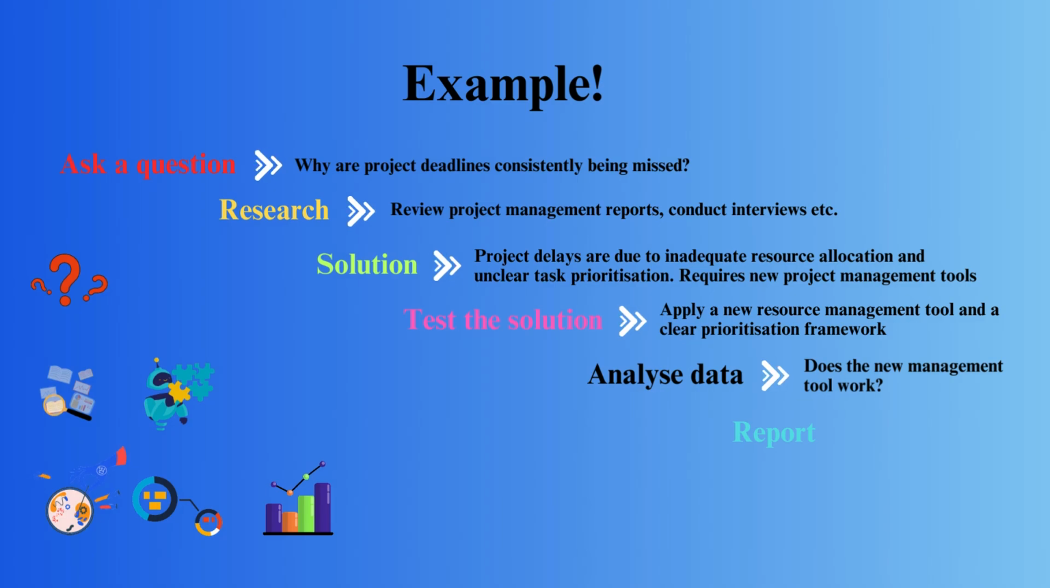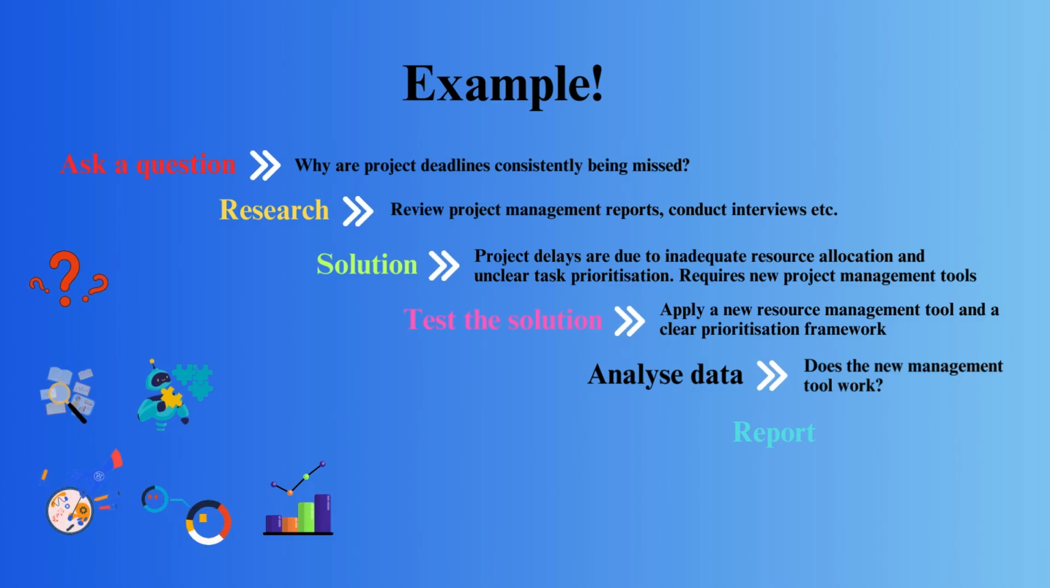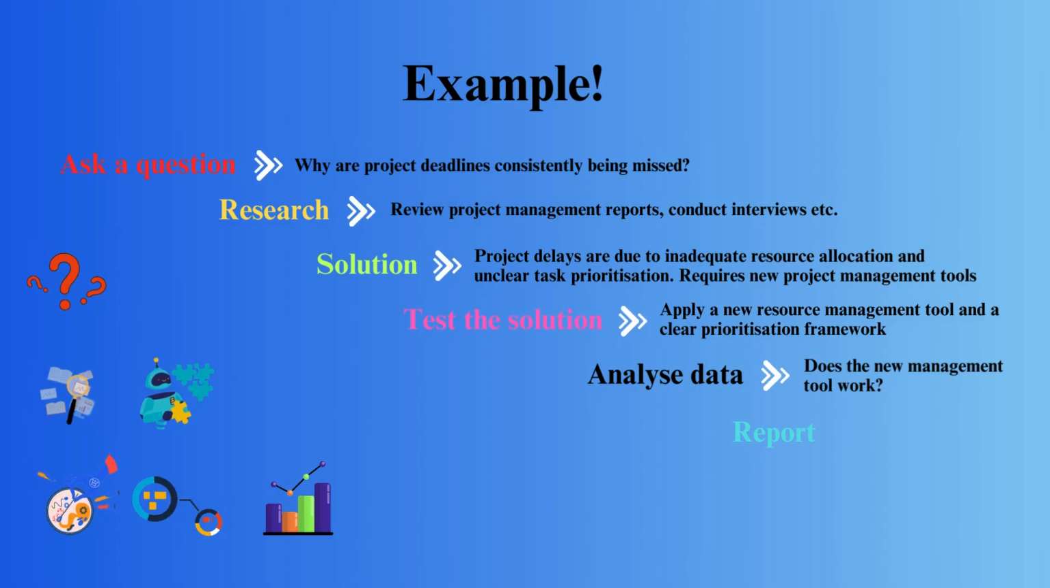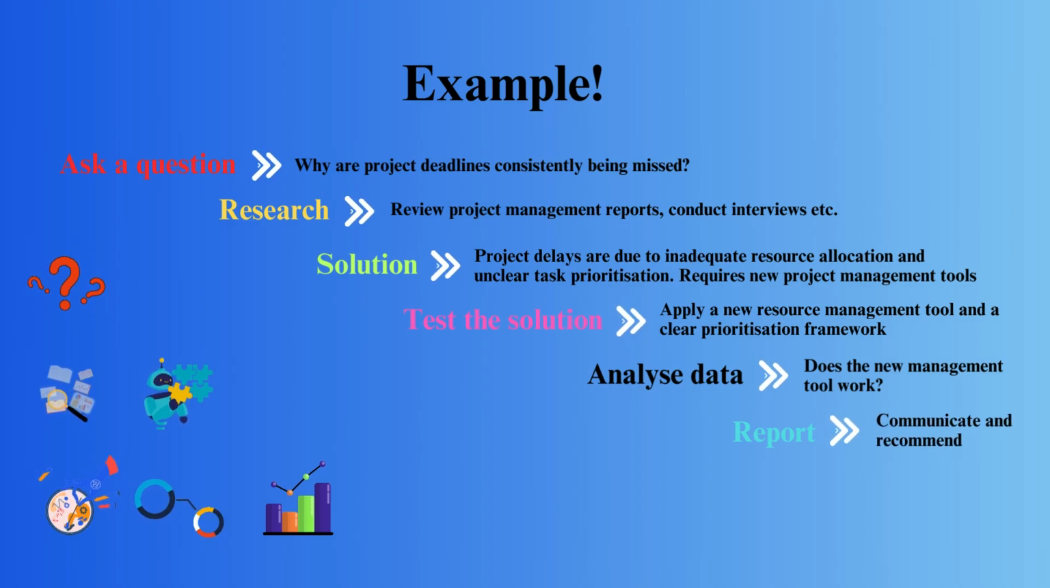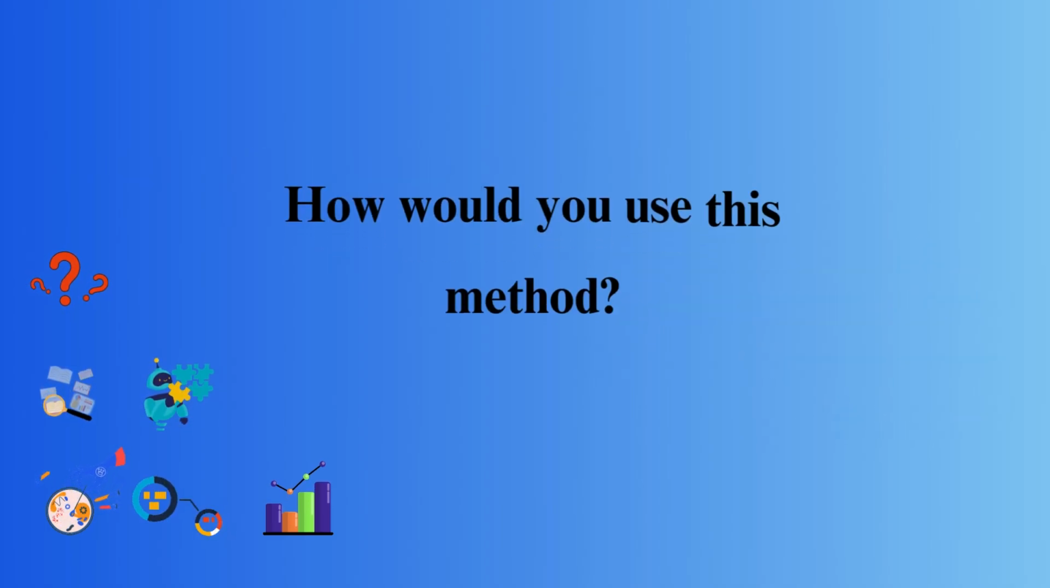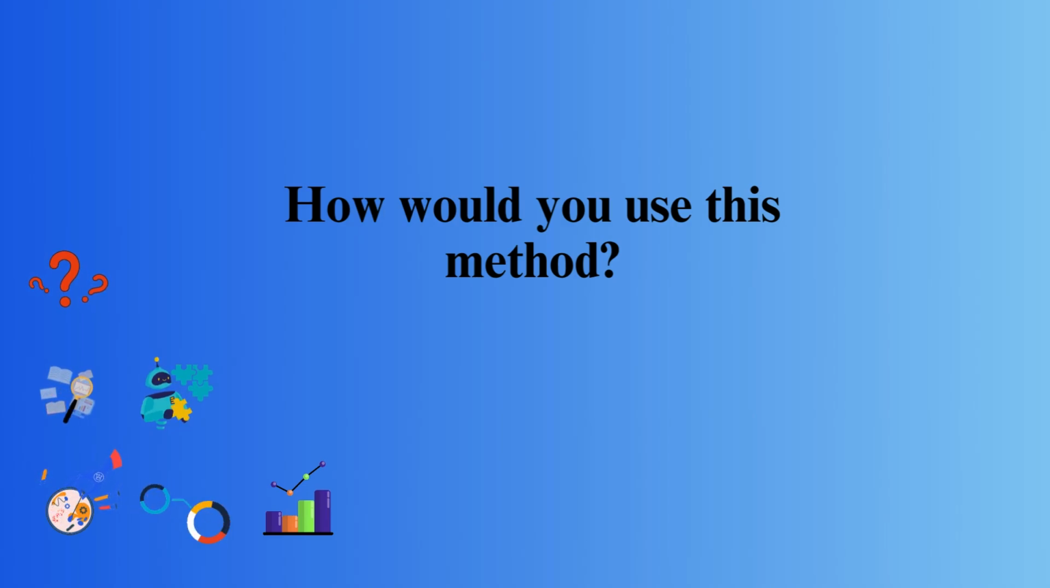And in the next stage, you would analyze the data that you've taken from the testing, and you will be able to answer the question, does the new management tool work? If it does, great. If it doesn't, then you'll need to make some modifications or some improvements. And lastly, you would communicate your findings, your conclusion to your superiors or to your colleagues in the form of, let's say, a report. And that's how you use the scientific method to solve problems, or the classic method.